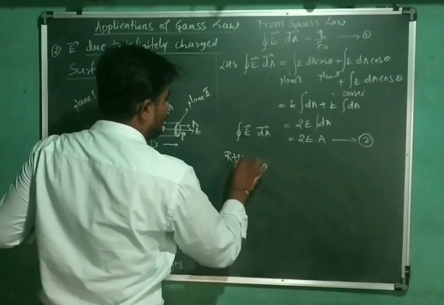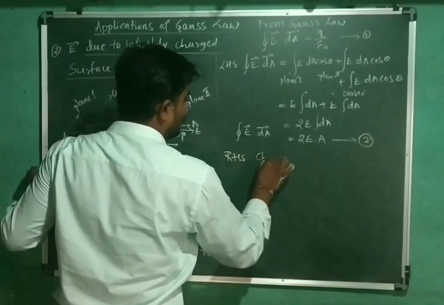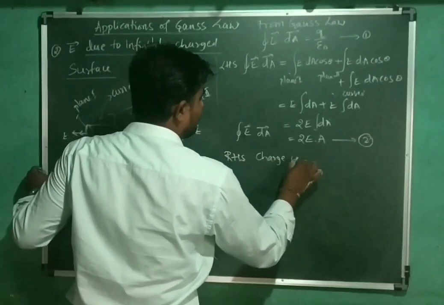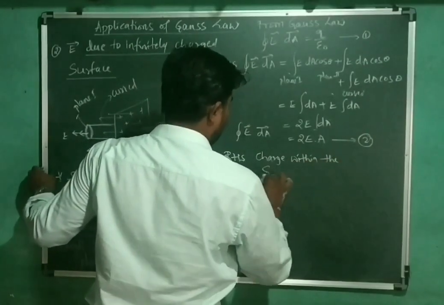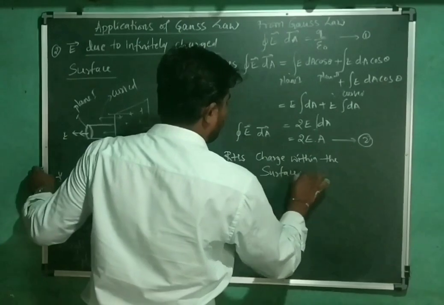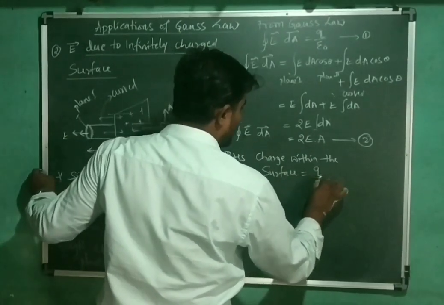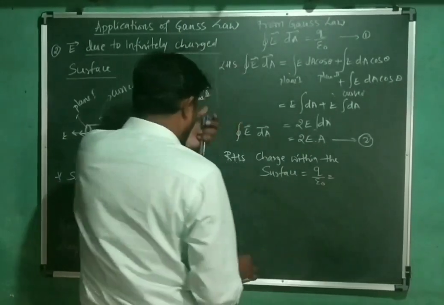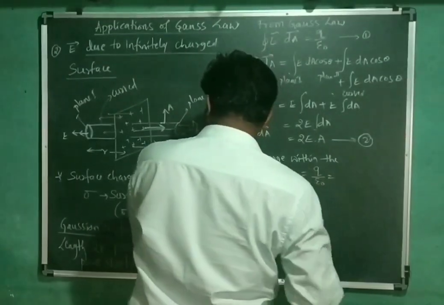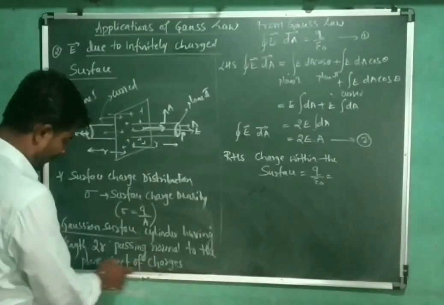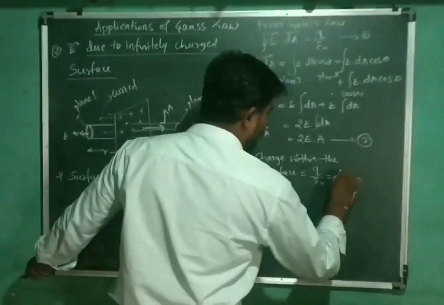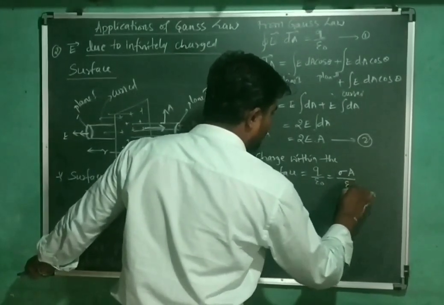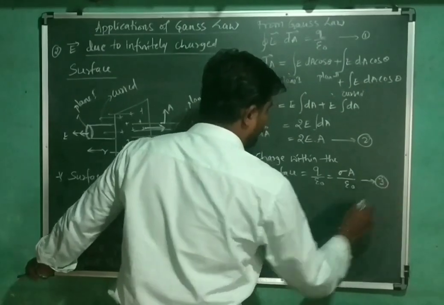Next, RHS part, that is charge within the cylinder or charge within the surface, is equal to how much it is? Q divided by epsilon naught. But Q is what? Charge. For the total number of charges we have defined it as how much? Q is equal to sigma into A. So it is sigma A divided by epsilon naught. Call it as equation 3.